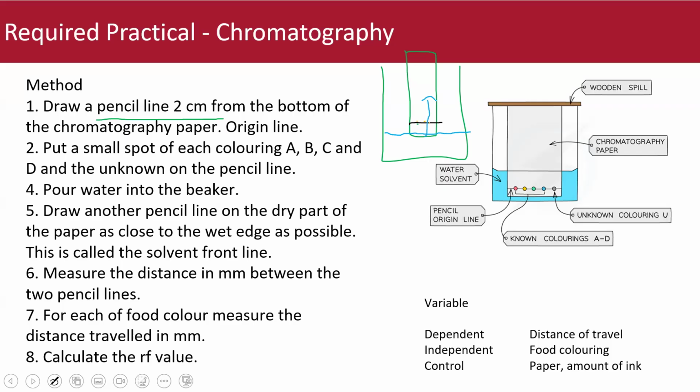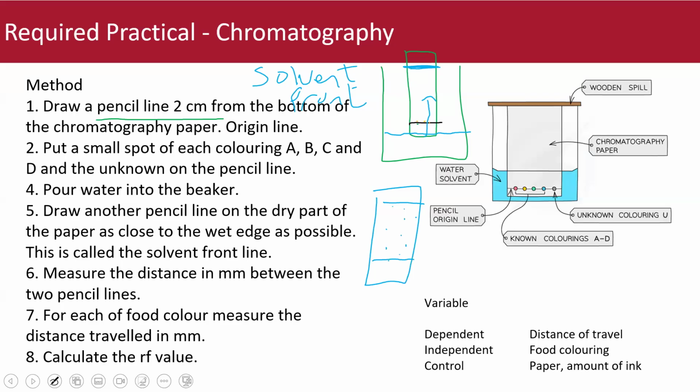When the dots get to about 2 centimeters from the top, you pull the paper out of the water, and then you draw another pencil line at the top, and that is then called your solvent front. Okay, so that is your solvent front. You then have your piece of paper, you've got a pencil line at the bottom, you've got a pencil line at the top, and then in between, you're going to have all your colours that have travelled up the piece of paper.